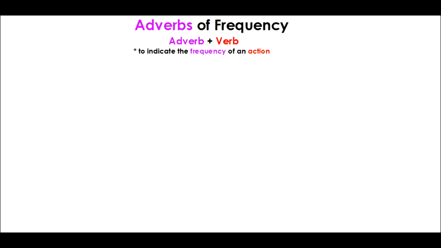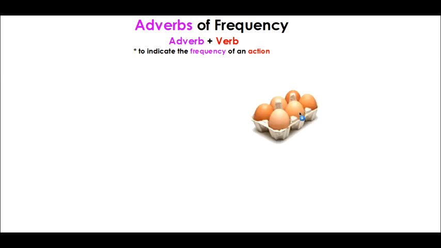Alright, now it's time for the grammar. Today's grammar is adverbs of frequency. An adverb of frequency we use before the verb, before the action. And why do we use the adverb of frequency? Well, to indicate the frequency of an action, of the verb.